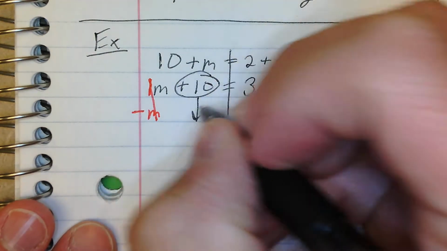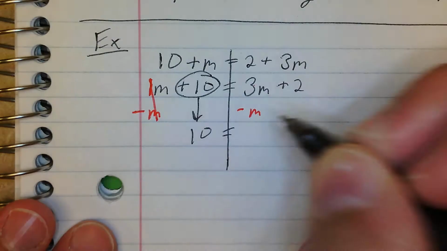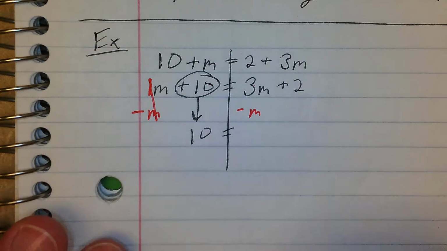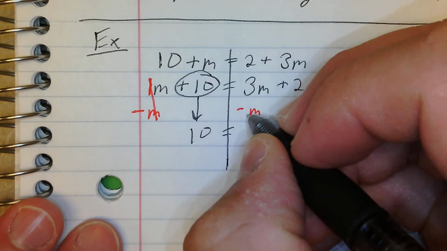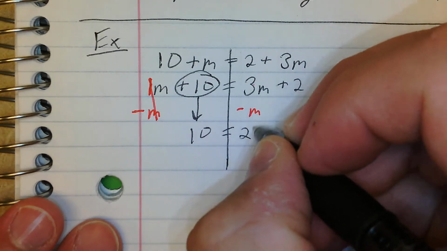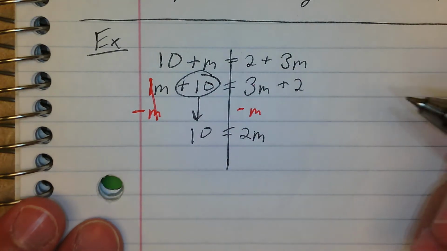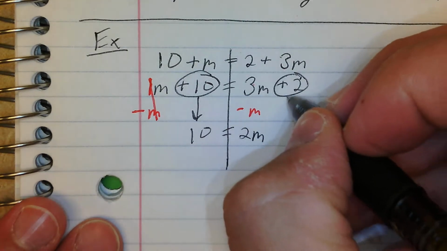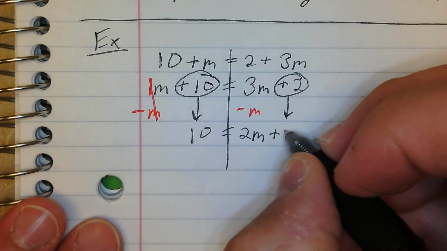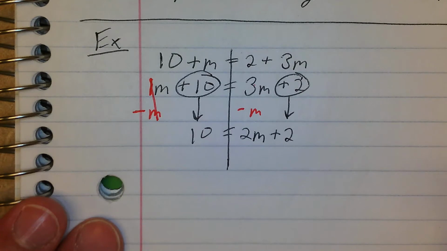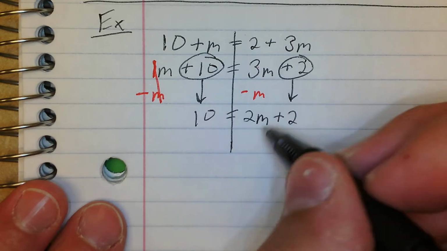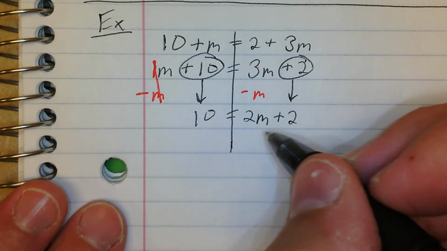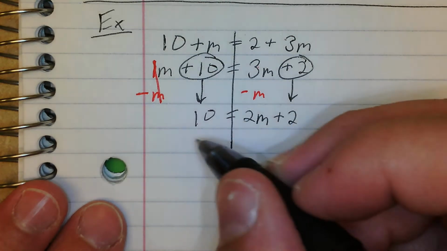Nothing's happening to the positive 10, the plus 10. So if nothing happens to it, we just bring it down. 3m minus 1m, so that would be 3 minus 1, would be 2, and then we bring the variable down with it. Nothing's happening to the plus 2 or the positive 2, so we're going to bring it down as well. Now, I have all my variables on one side. I have the 2m on the right side. So now I need to take the constants and move them over to the left.